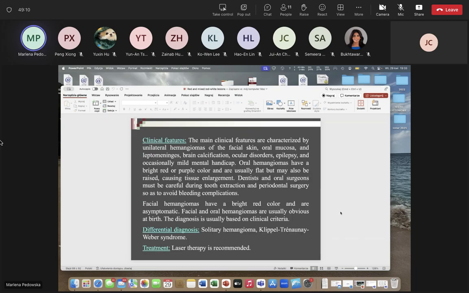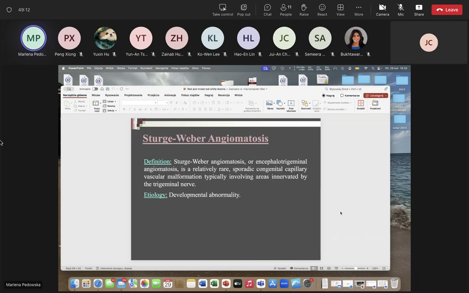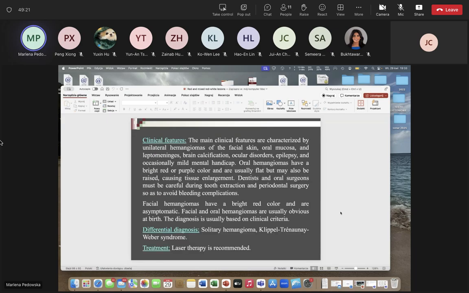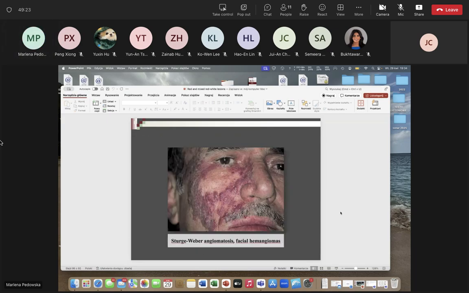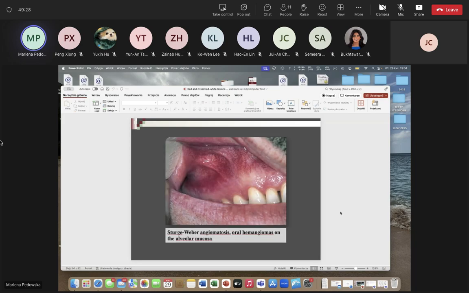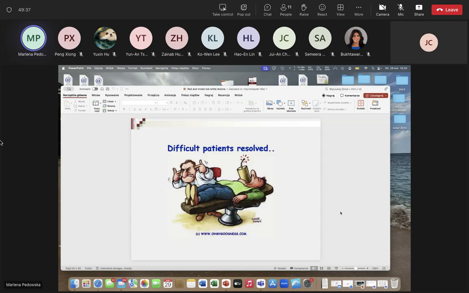Sturge-Weber angiomatosis. It's an encephalotrigeminal angiomatosis. It is a relatively rare sporadic congenital capillary vascular malformation, typically involving areas innervated by the trigeminal nerve, and it's developmental. Here we have a Sturge-Weber angiomatosis, so the facial hemangiomas. Yes. And with hemangiomas on the alveolar mucosa, we have to be very careful when performing anesthesia with this patient. Okay, so that would be it.